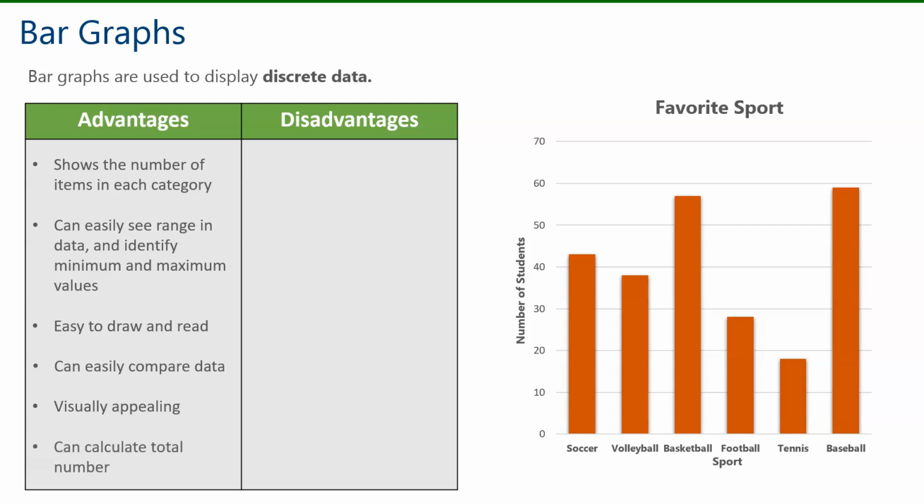And we can calculate the total number. So I could read the total for each bar off of my graph, add those together to get the total number in the data set.